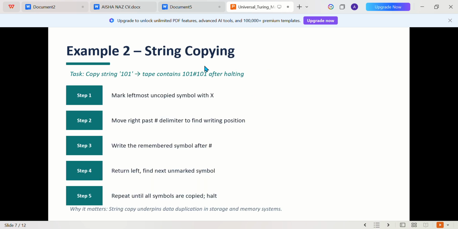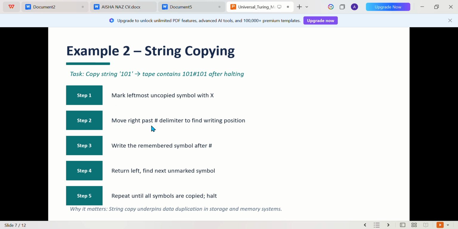Example number two is string copying. Now this is our input, and in string copying we want another output, the same as this. On this input we want this output. So what will it do? First of all, mark the leftmost uncopied symbol with X, which is this one. It will mark this as X.